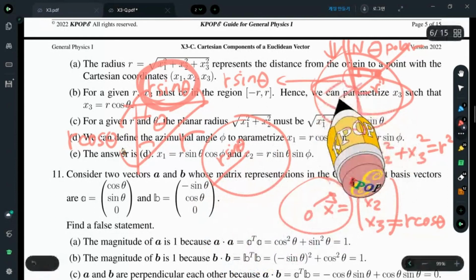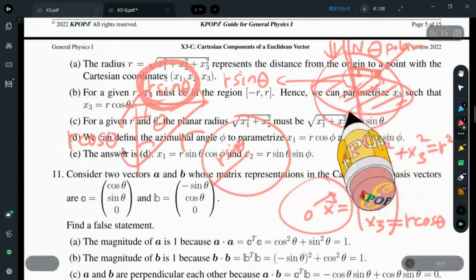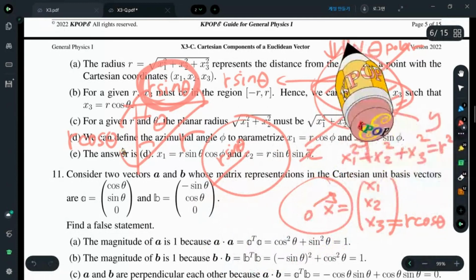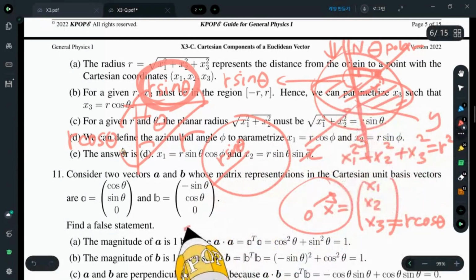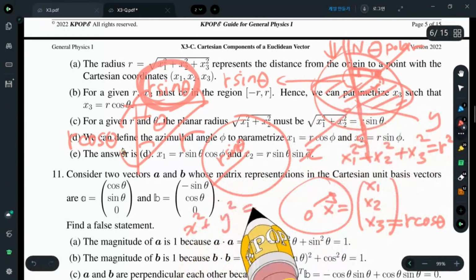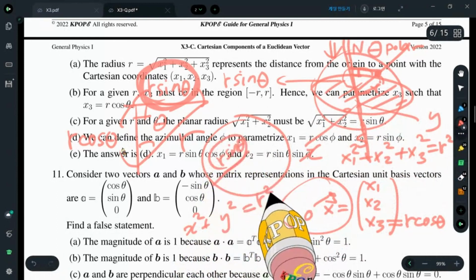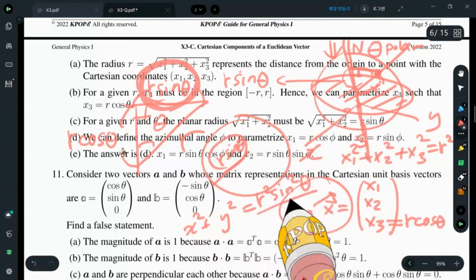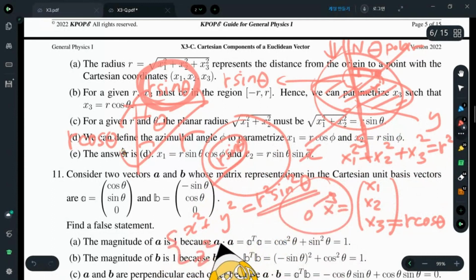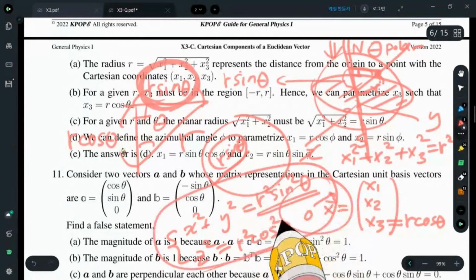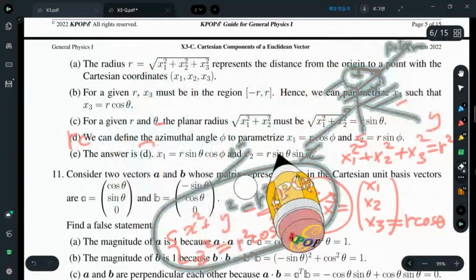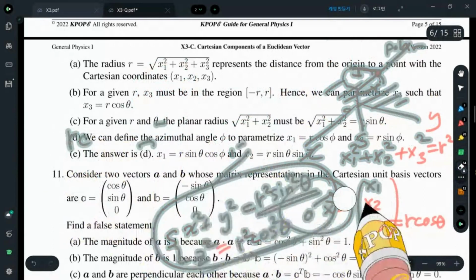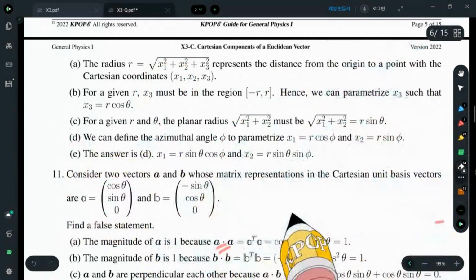And then this is a plane parallel to xy. This is the x, y and z axis. The xy component squared is r squared sine squared theta, and z squared equals r squared cosine squared theta. Because of this, we can finally parameterize the three-dimensional Euclidean, Cartesian coordinates.